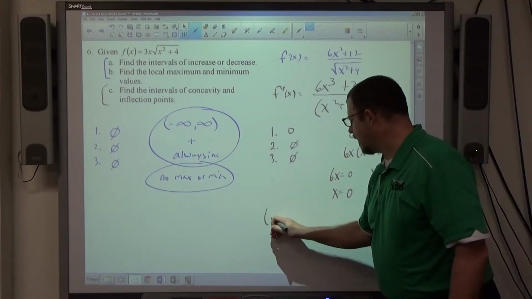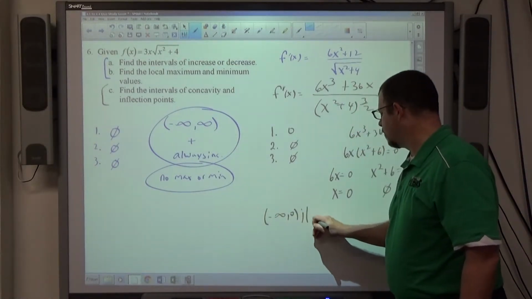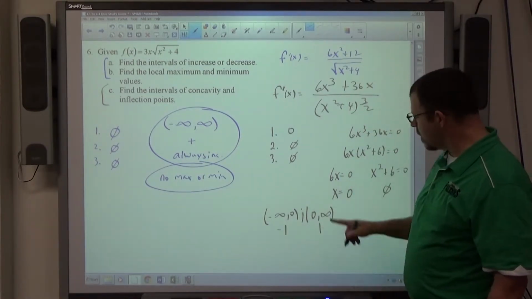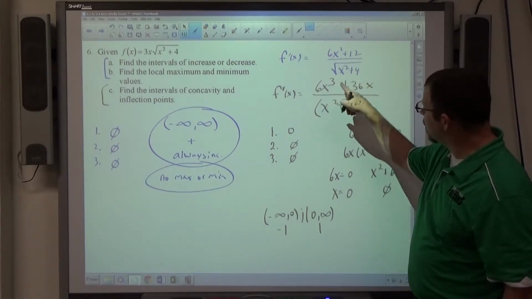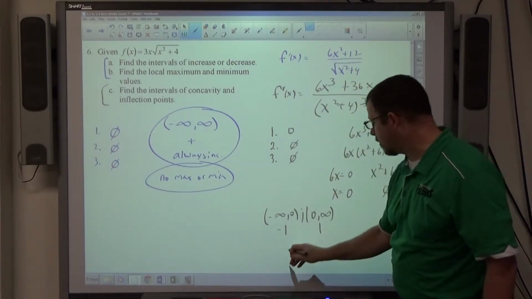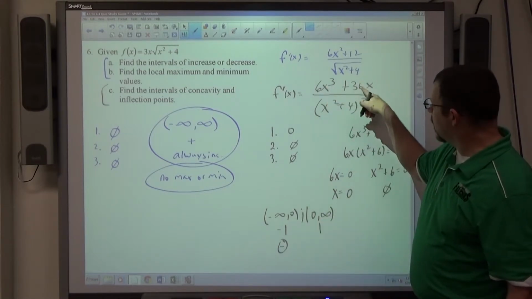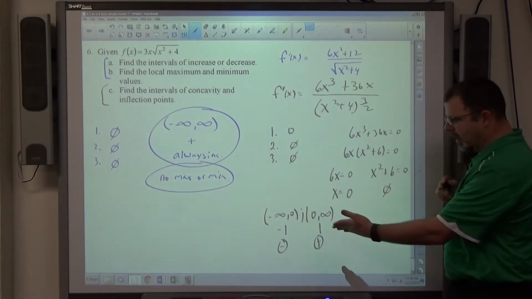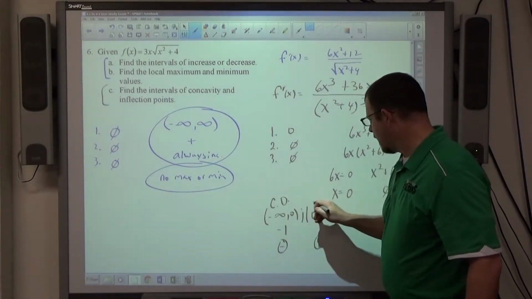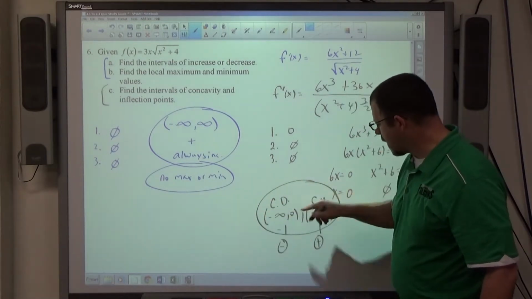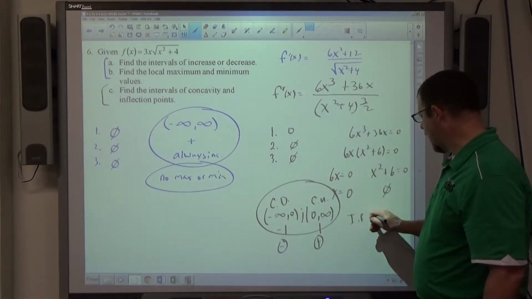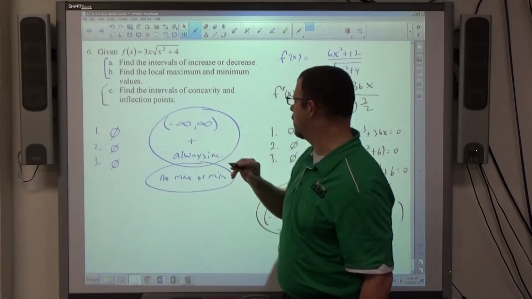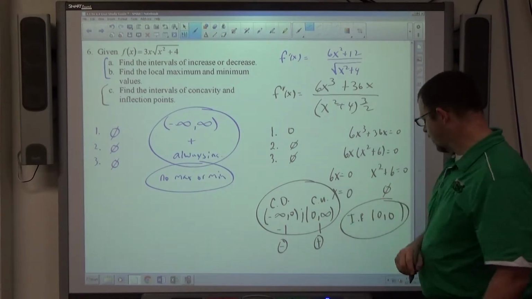So if I do from negative infinity to 0, and then from 0 to infinity, and I pick test points negative 1 and positive 1, put negative 1 in place of x: negative 6 minus 36 is negative 42 over a positive number. 6 plus 36 is positive, 42 over a positive number. The bottom is always positive, x squared plus 4. So it's concave down and concave up. The concavity switches at 0, so there's an inflection point at 0 comma something. If I put 0 in place of x, 0 times the square root of 4 equals 0. So the inflection point is 0, 0.